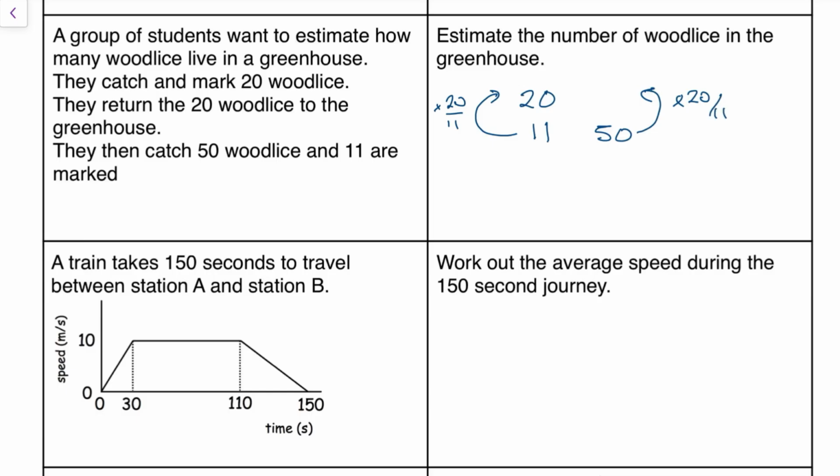Calculator out. So 50 times 20 over 11 is 90.9. So in other words, this number here is 90.9. The question says estimate the number. Well, you can't get half a woodlouse or some fraction. So the correct answer is either 91, but you'd also allow 90, because you might interpret this as round down. Either way, not too bad.